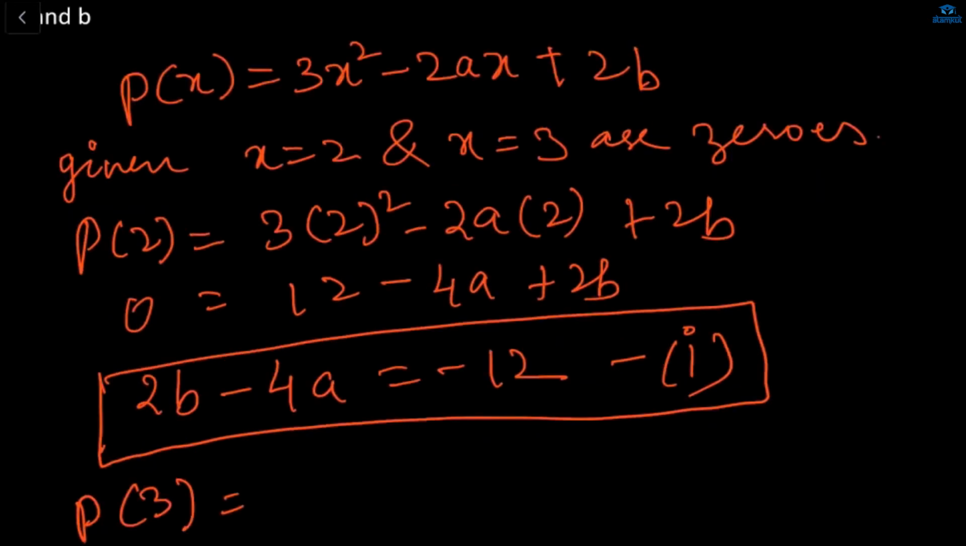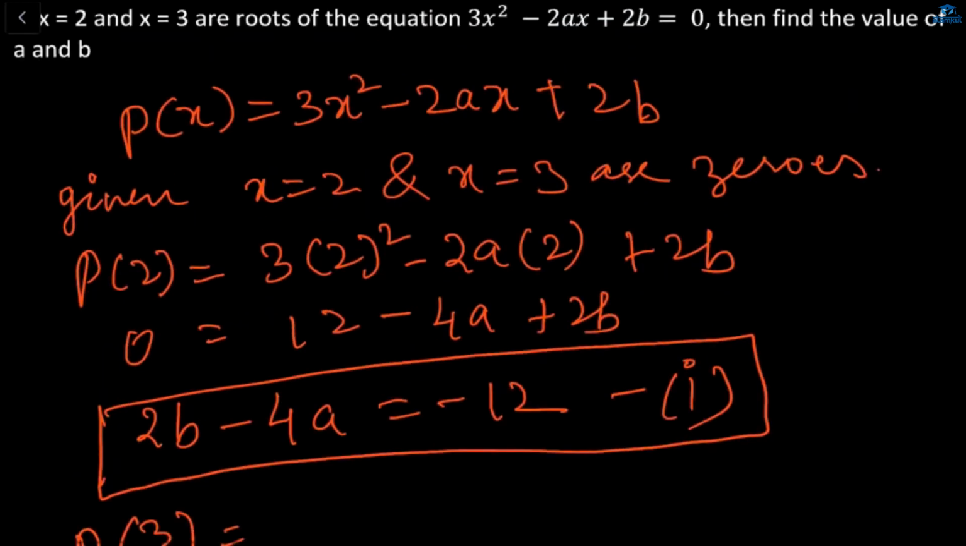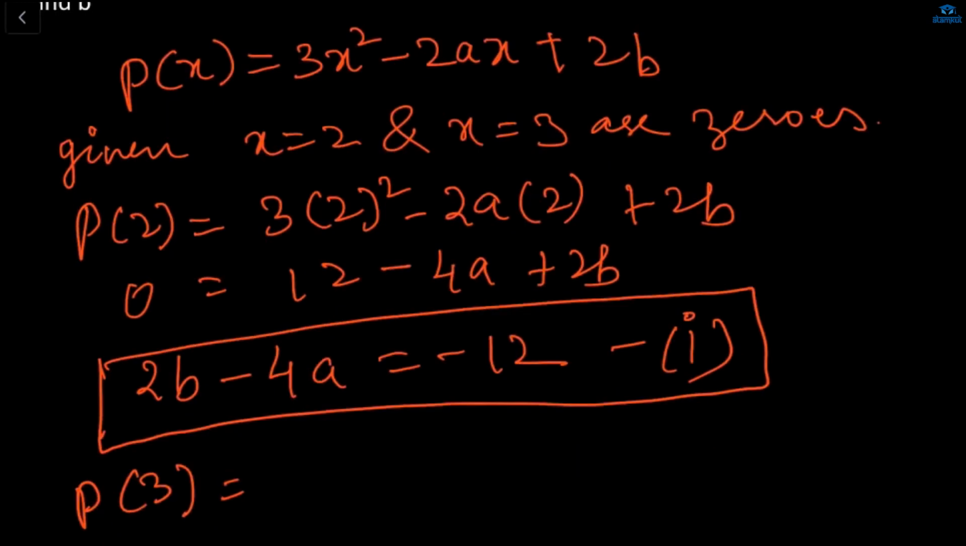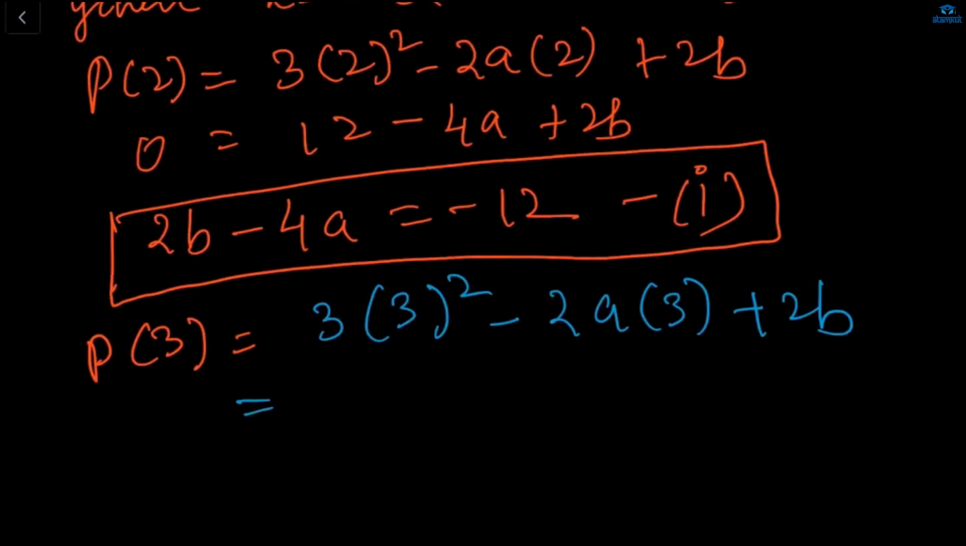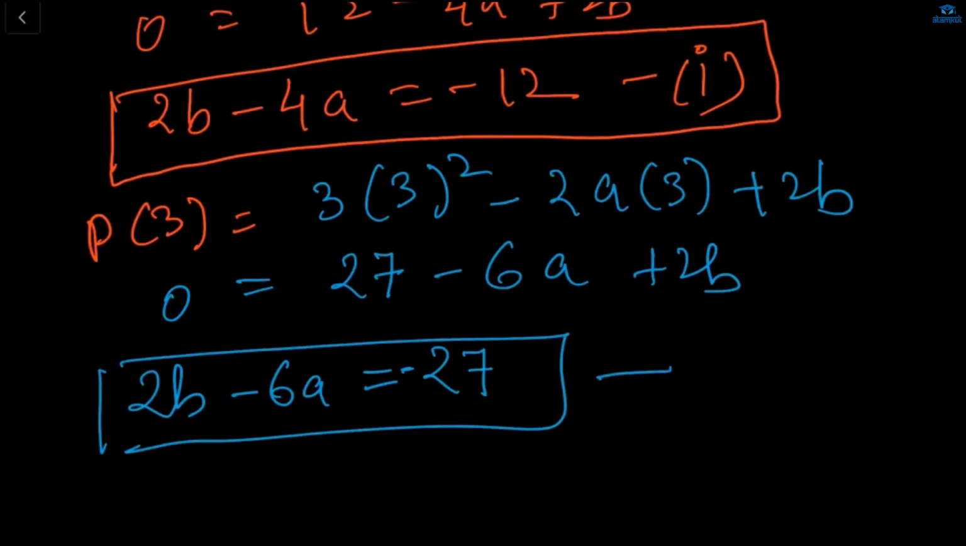Now for 3, let's put for 3 using a different color. So it will be 3 square minus 2... Remember, the second equation is 27 minus 6a plus 2b. Yeah, 27, that's good. You have got 2b minus 6a plus 27. Correct. Now you have to solve it.